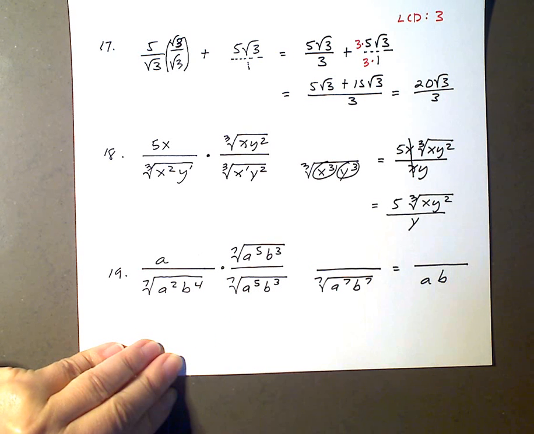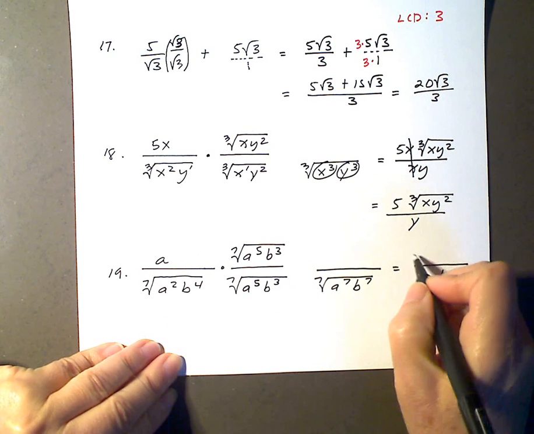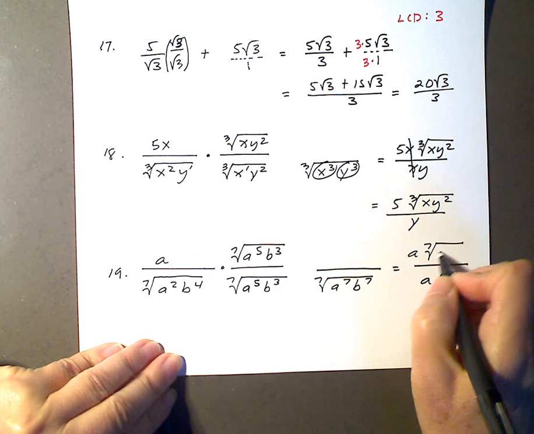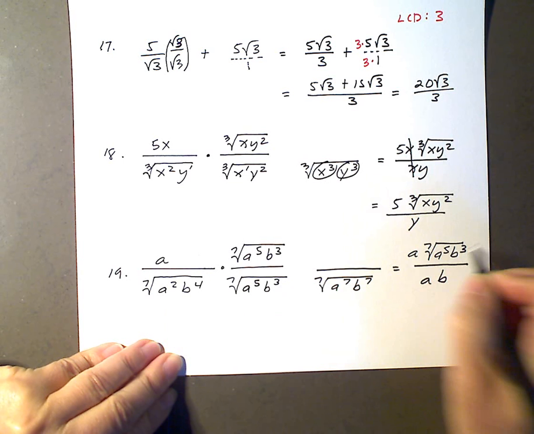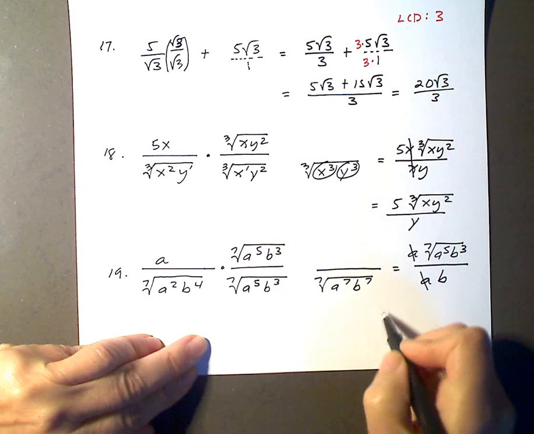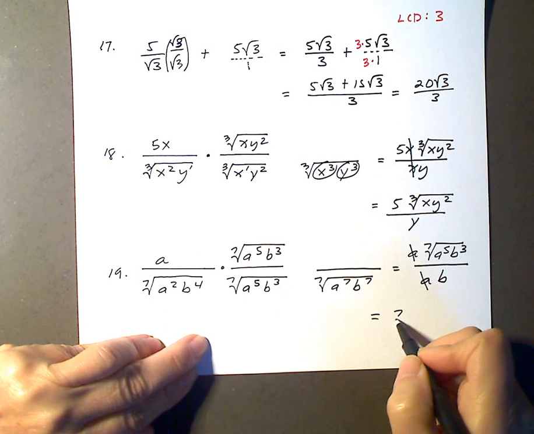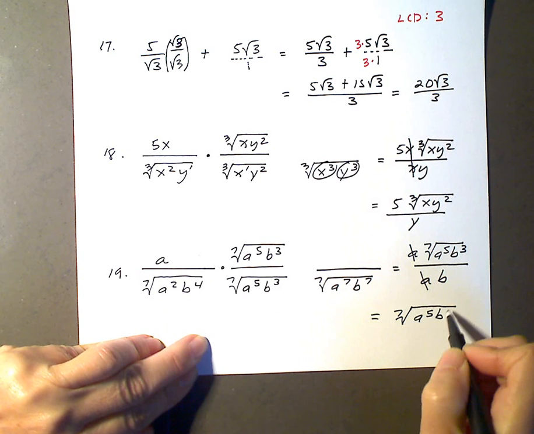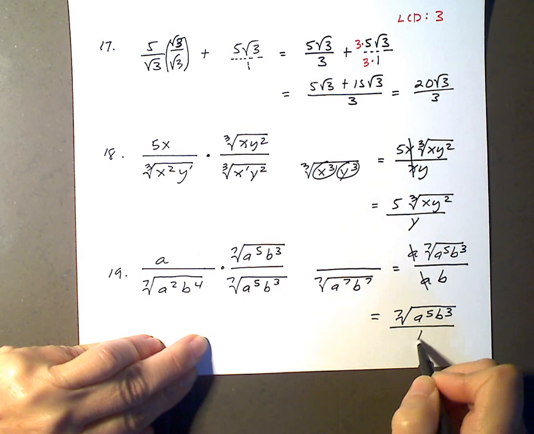So I have a times this in the numerator, a times the 7th root of a to the 5th, b to the 3rd, and then I have an a over an a, which is a 1 that can cancel. So my final answer, simplified, is the 7th root of a to the 5th, b to the 3rd, all over b.